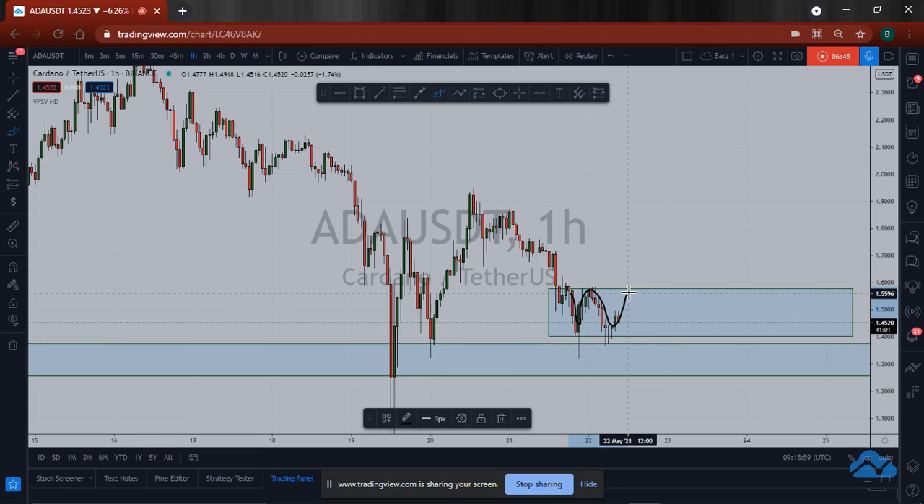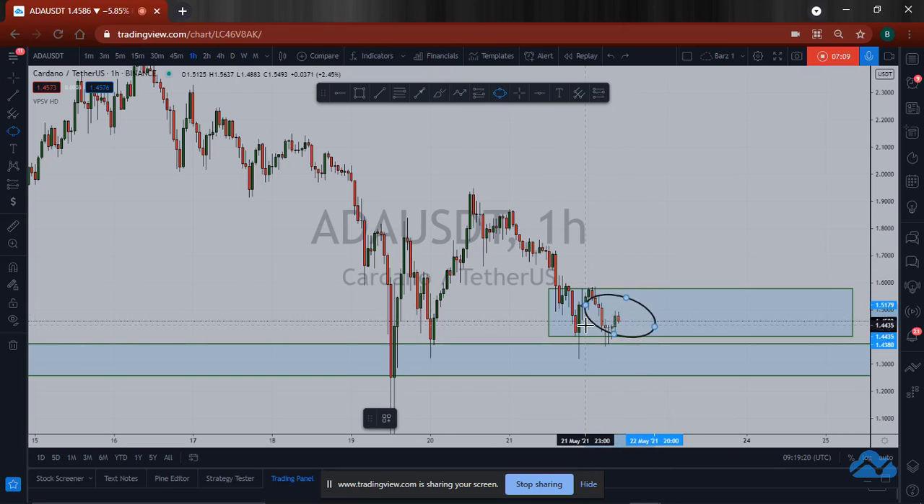So we'd like to see price decide whether they're going to go up by breaking above this level, coming back for a retest, and then a continuation, or if price will break below this level and give us a nice bearish opportunity. So pretty much just observe price action inside this level and wait for trading opportunities.